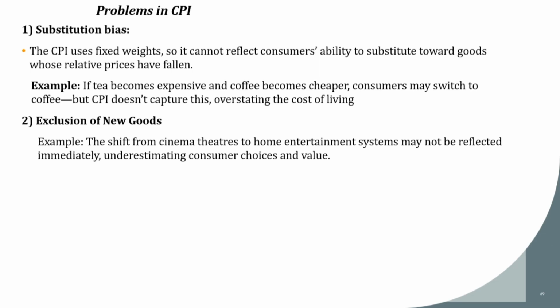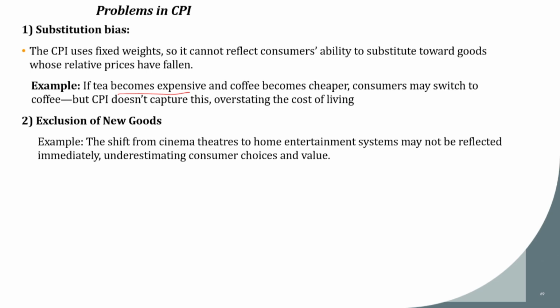One of the things is the substitution bias. Since the CPI uses fixed weights, it cannot reflect consumers' ability to substitute towards goods whose relative prices have fallen. For instance, in one of the sessions when we were discussing the law of demand, why the demand curve slopes downward from left to right. In other words, why people demand less when price increases. The point here is that one of the reasons is that when the price of the product in question increases, it becomes expensive, and the substitute becomes cheaper.